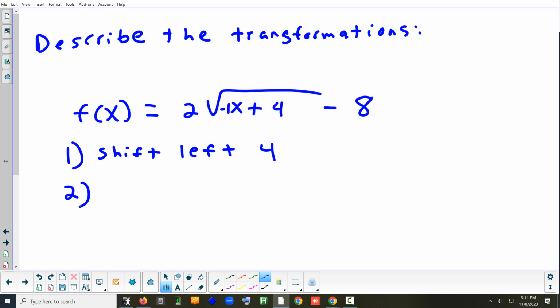What's going to happen next? Right, we have a negative because it's inside the root, so that's a horizontal reflection, or you can say reflect over the y-axis. Okay, so that's the second one.